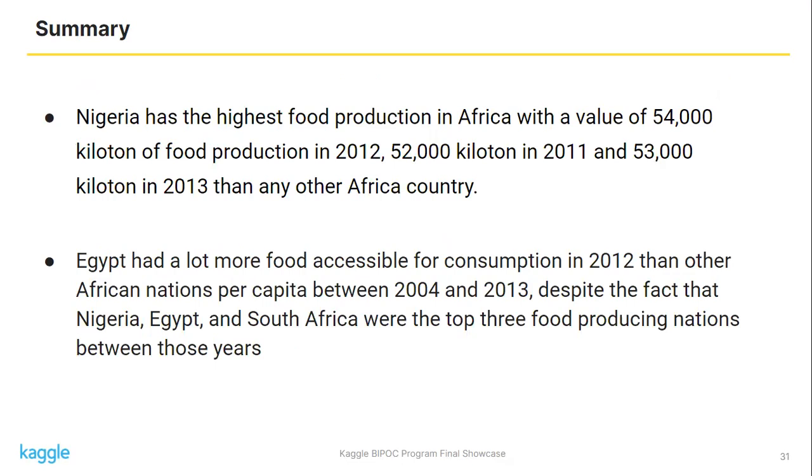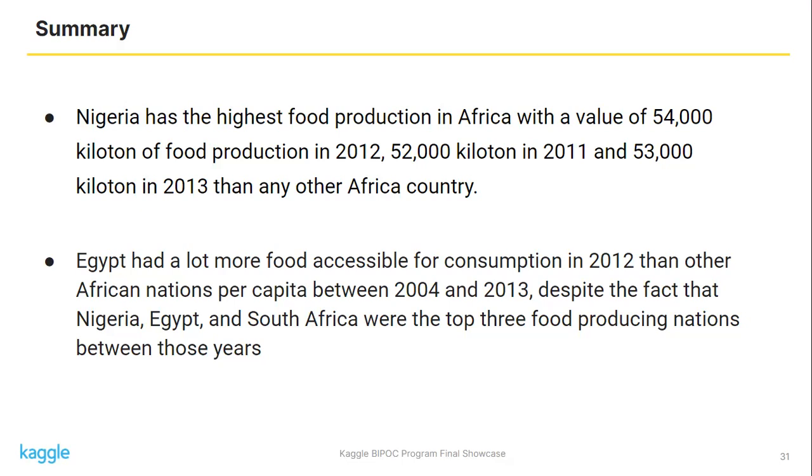Nigeria has the highest food production in Africa with a value of 54,000 kiloton of food production in 2012, and in 2011, 52,000 kiloton of food production and 53,000 kiloton of food production in 2013 than any other African country.